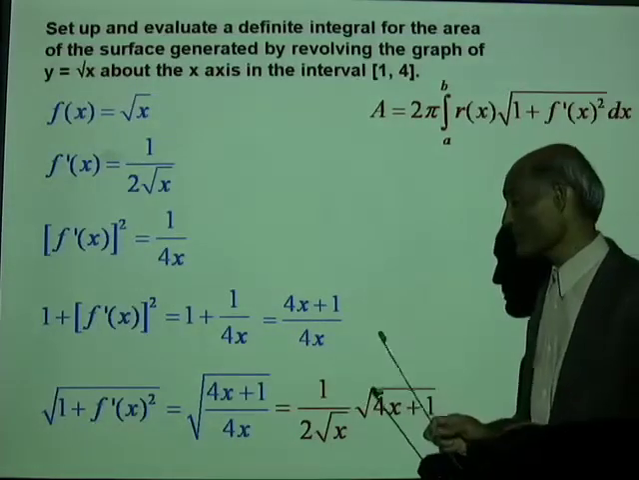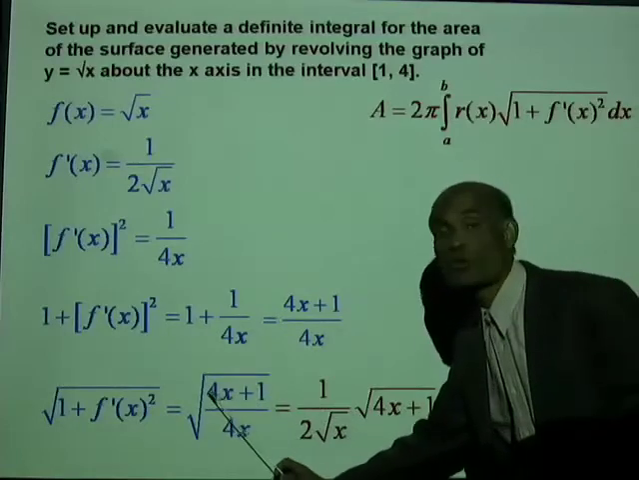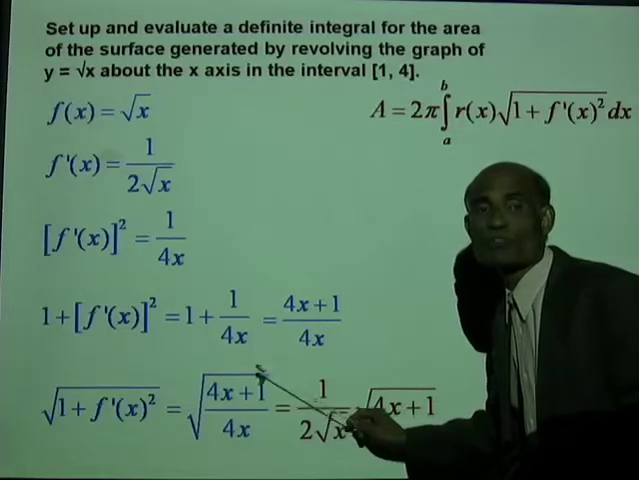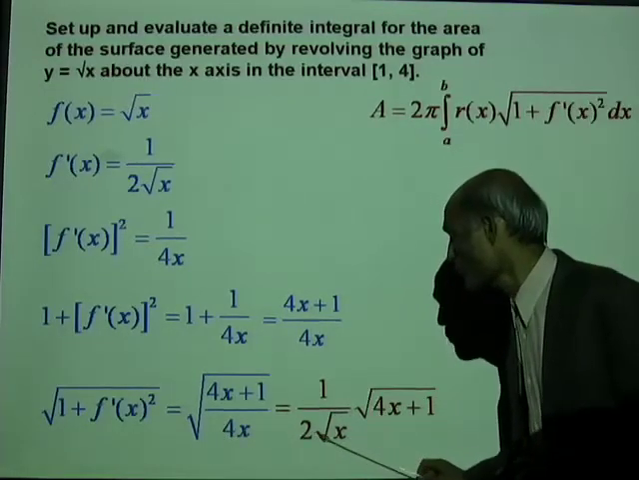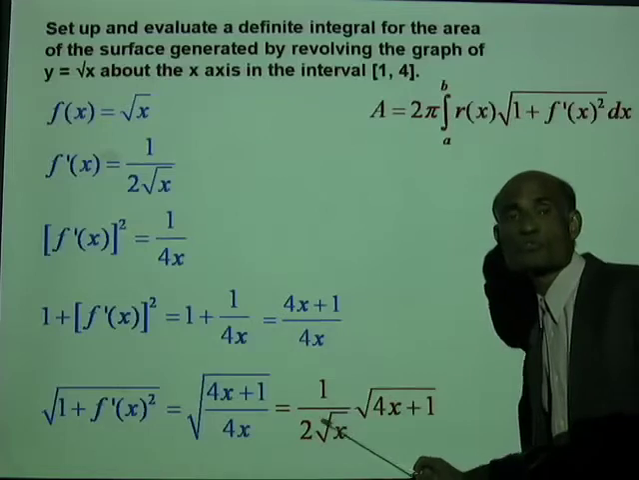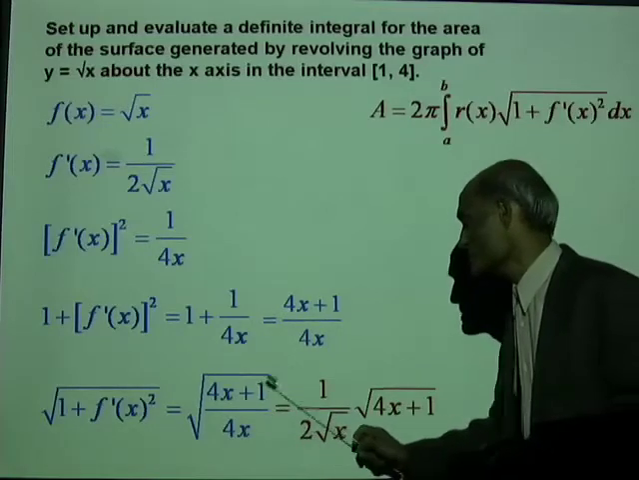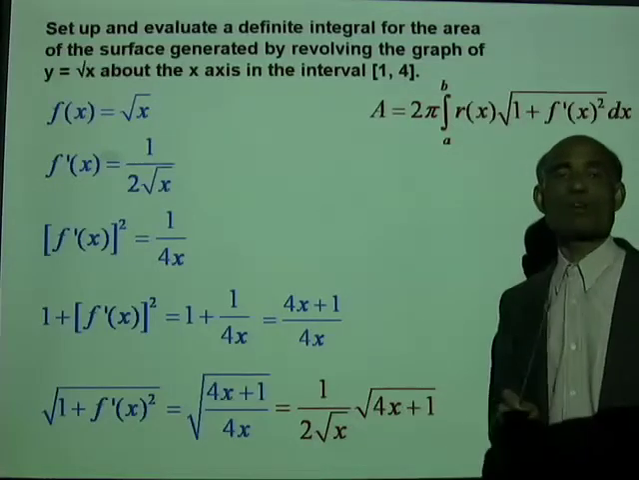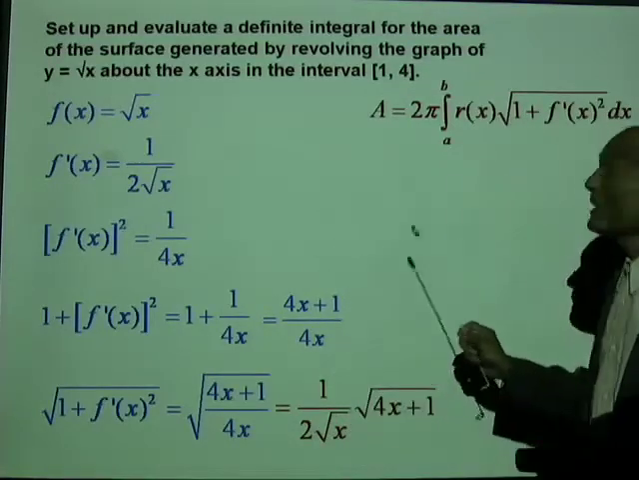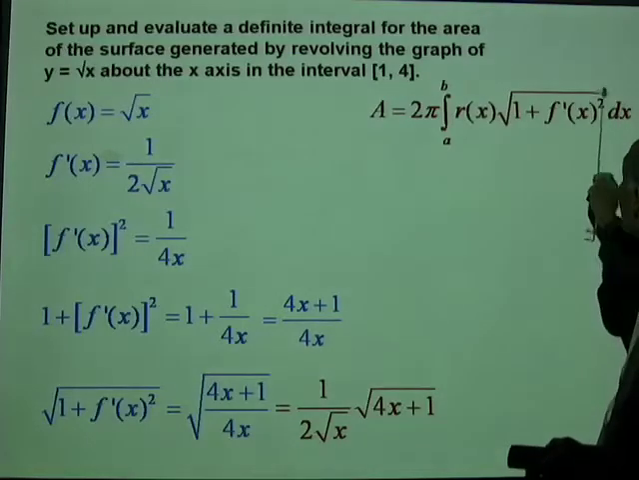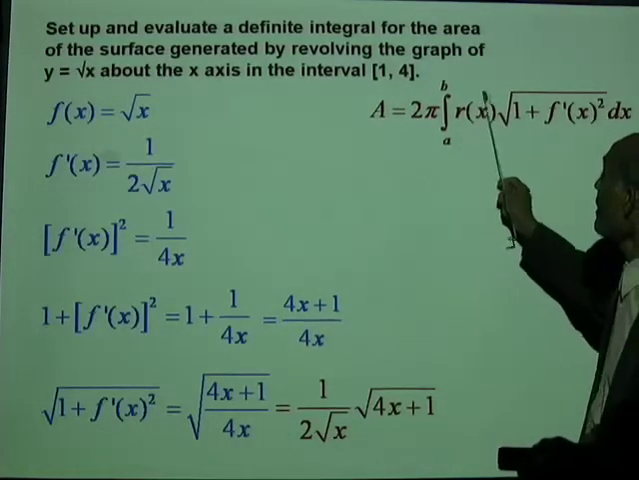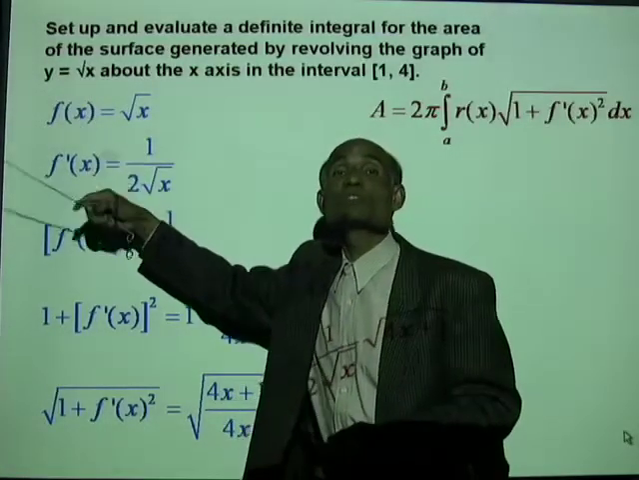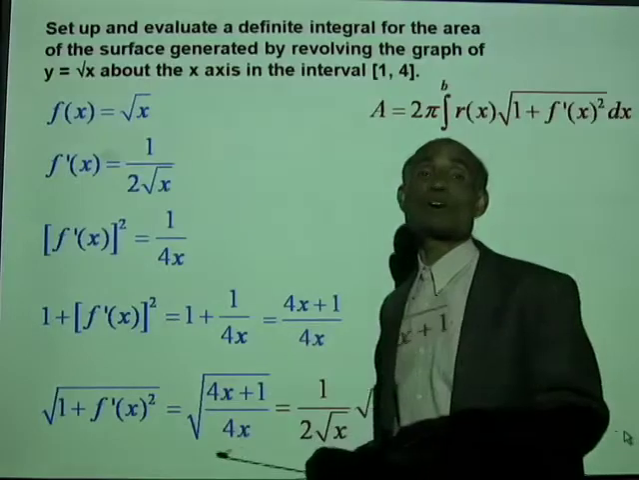And look at the way I simplified it. We split this into two square root quantities: square root of 4x plus 1 over square root of 4x. Square root of 4x is 2 square root of x. So that simplifies to 1 over 2 square root x times square root of 4x plus 1. Now that is this quantity. Now what is r of x? The radius of revolution r of x equals f of x, which is square root of x.